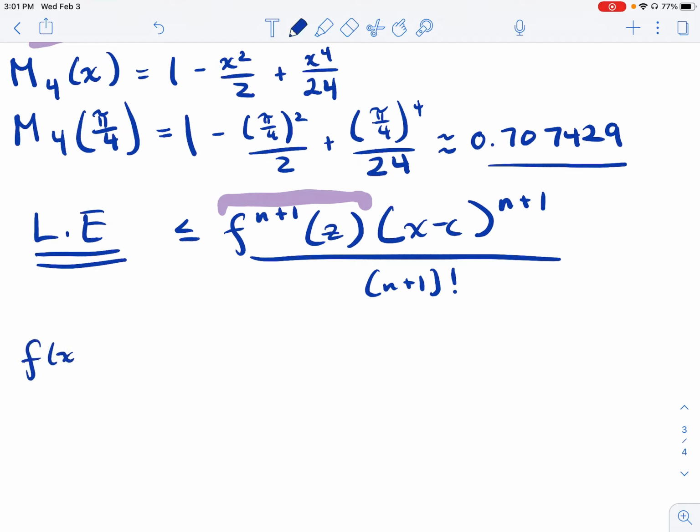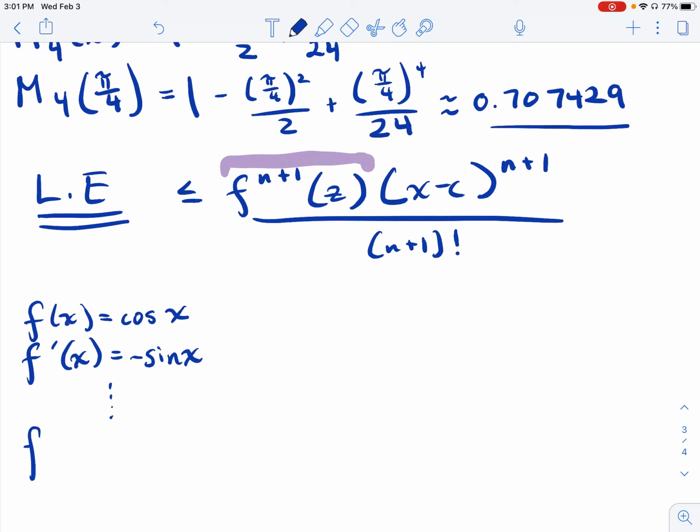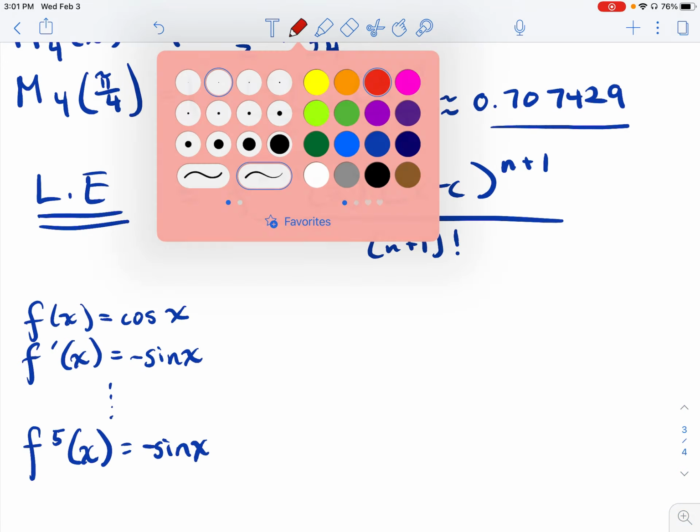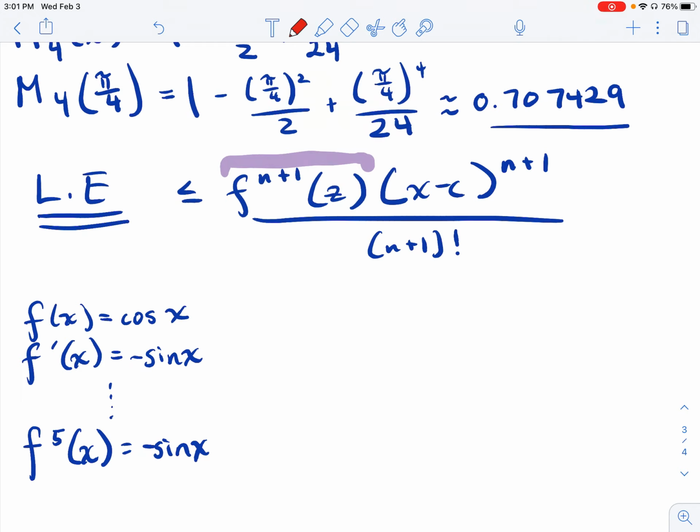We know that f of x is equal to cosine of x. That means f prime of x is equal to negative sine of x. And I'm not going to write out all of them, but if you just go down the ladder, we see that the 5th order derivative of cosine x is negative sine x. It's cyclical. It comes back to negative sine of x. So this n plus 1 order derivative, or the next order derivative, evaluated at some z. Now, let me do this in a separate color because we're pausing to think about this for a second. We're asking ourselves, instead of n plus 1, what is the maximum value?